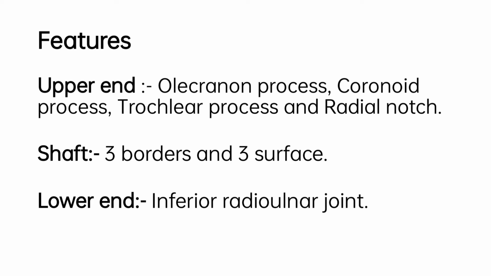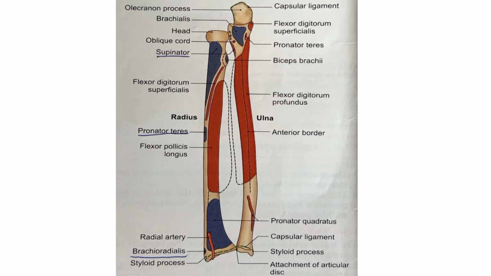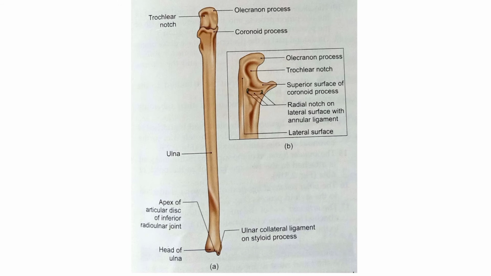Alright, moving further to coronoid process. In coronoid process, we have superior surface, anterior surface, lateral and medial surface, 4 surfaces. A superior surface forms the lower part of the trochlear notch. Alright, superior surface. I'll show you all in the diagram. See, this is the superior surface of the coronoid process. Alright, this area.